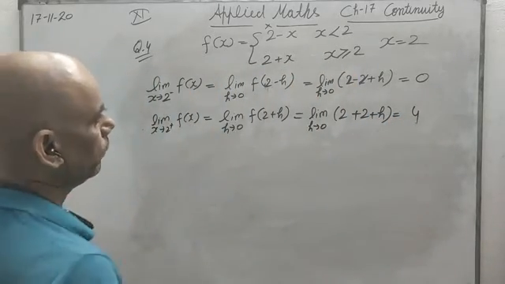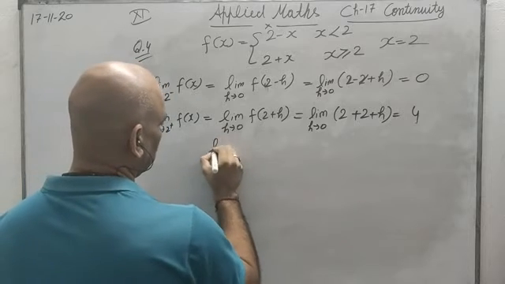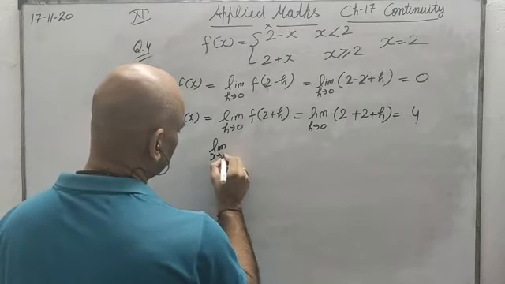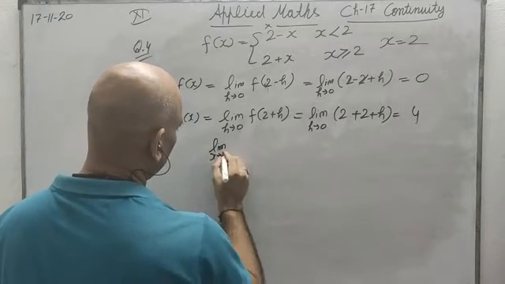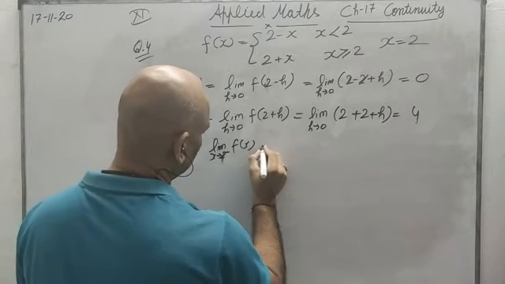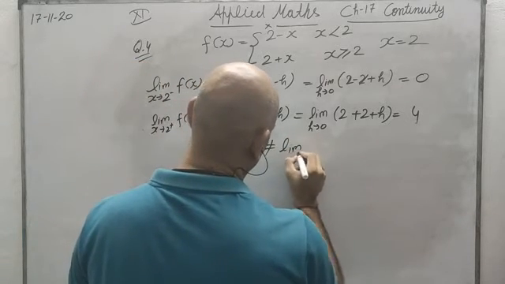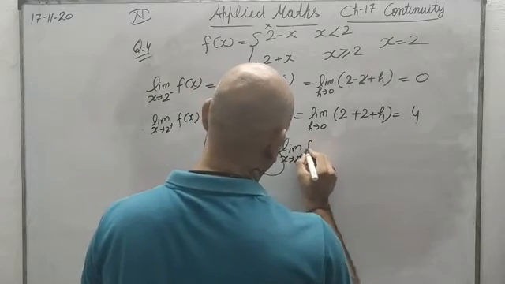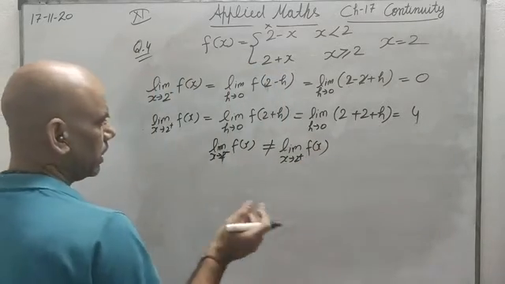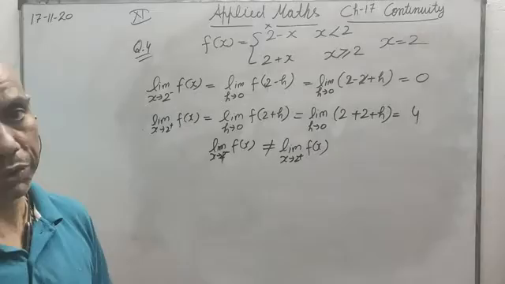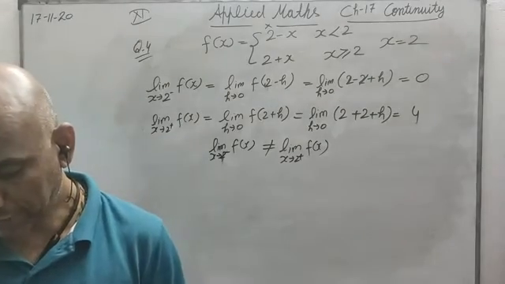So once again, we got a discontinuous function. Limit x tends to 2 negative f(x) is not equal to limit x tends to 2 positive f(x). Hence, we can say that the function is discontinuous, and it is a discontinuity of the first kind once again.